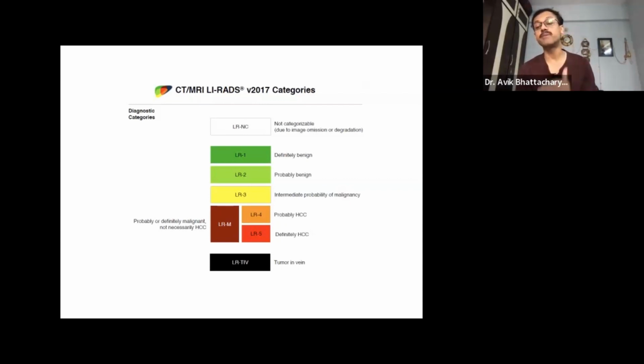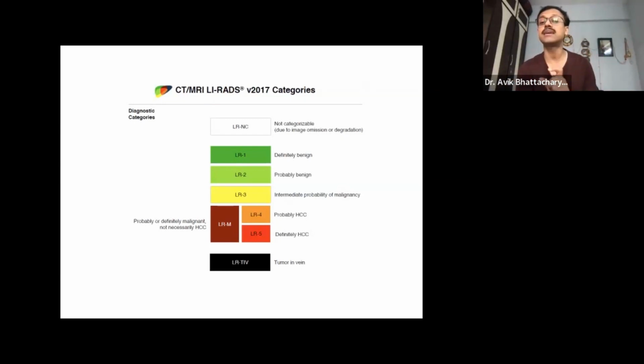LI-RADS 2 is probably benign. That means it has most of the characteristics of benign lesions. However, we are not sure. We have to follow this up. LI-RADS 3 is intermediate. We are not sure. LI-RADS 4 is probably HCC. LI-RADS 5 is definitely HCC. And one category is called LI-RADS M, where this is definitely malignant. However, this is not looking like a hepatocellular carcinoma.